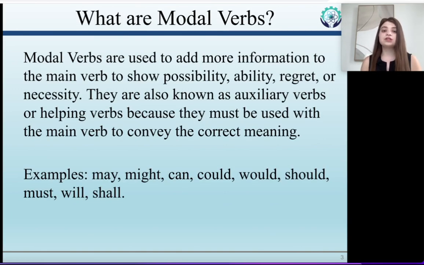So, modal verbs are used to add more information to the main verb to show possibility, ability, regret, or necessity. They are also known as auxiliary verbs or helping verbs because they must be used with the main verb to convey the correct meaning, right? So, some examples would be may, might, can, could, would, should, must, will, or shall, right? In these cases, these verbs can't really be used on their own without some other verb, right?